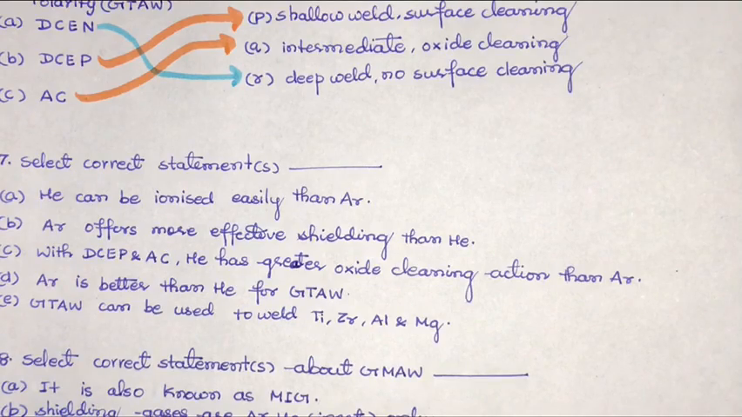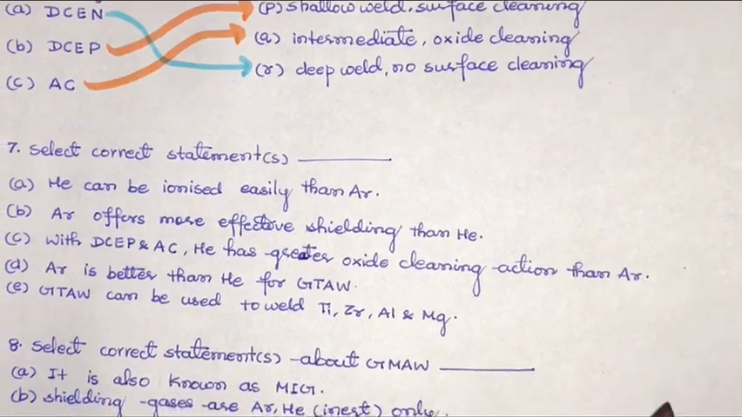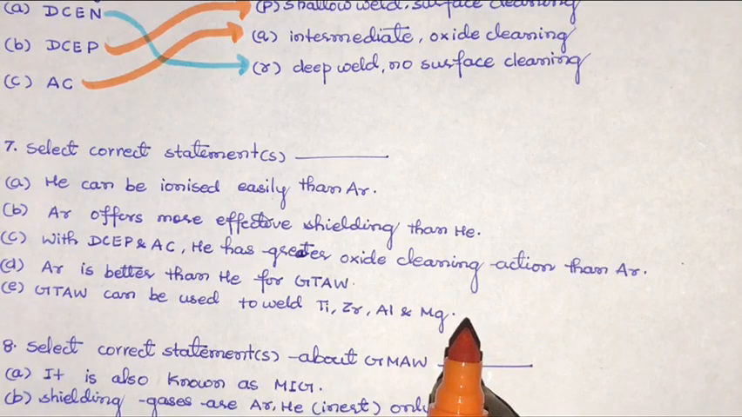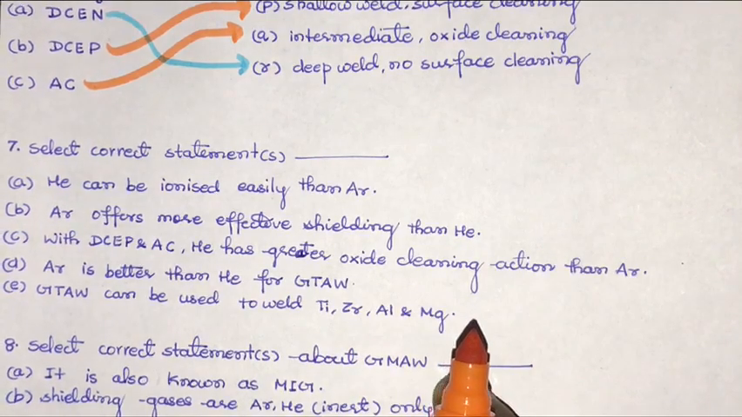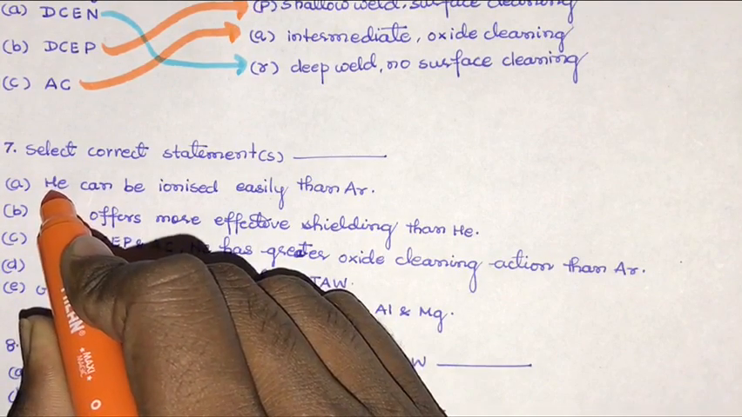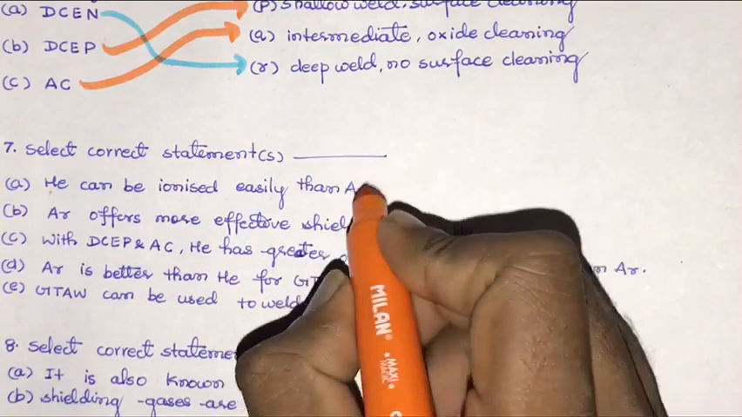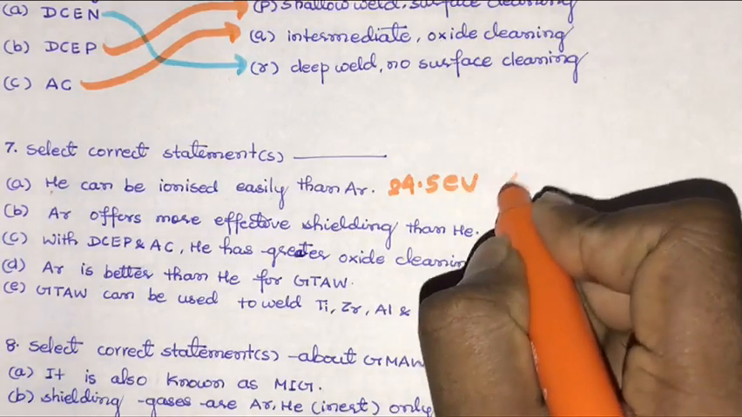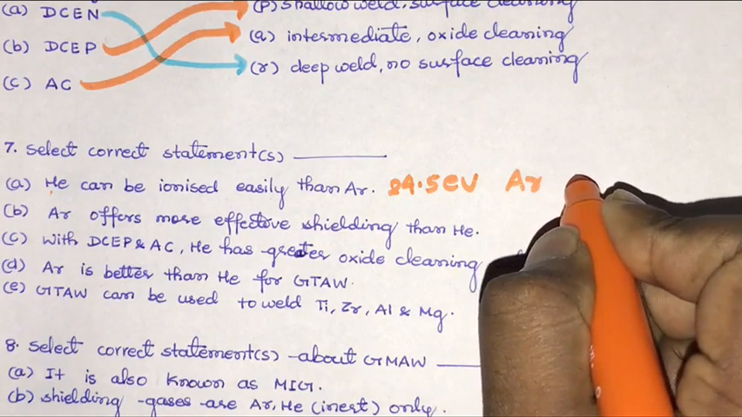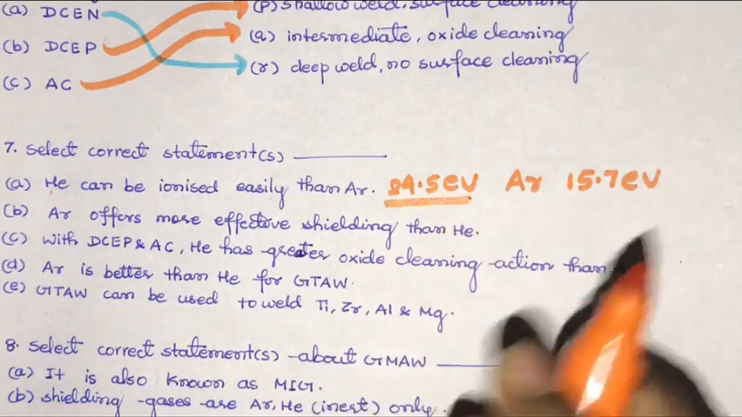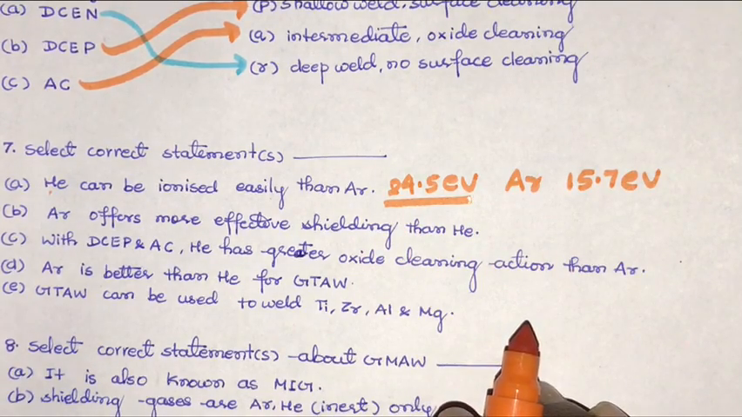Now the problem is, select the correct statement. First is, helium can be ionized more easily than argon. Okay, we know that helium has the highest ionization energy in the periodic table, and its ionization energy is 24.5 electron volts, and for argon the ionization energy is only 15.7 electron volts. So helium has the highest ionization energy in the periodic table.